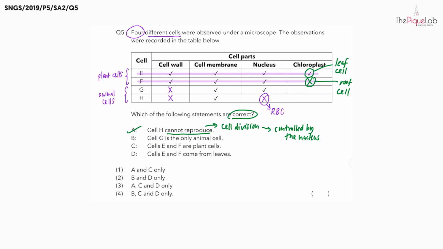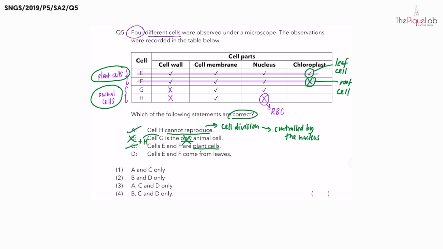Now let's take a look at statement B. Cell G is the only animal cell. We have already established that there are 2 animal cells. We have cells G and cells H. So, statement B is not true. The third statement, cells E and F are plant cells. Is that true? Yes, we have already established that cells E and F are plant cells. So statement C is correct.